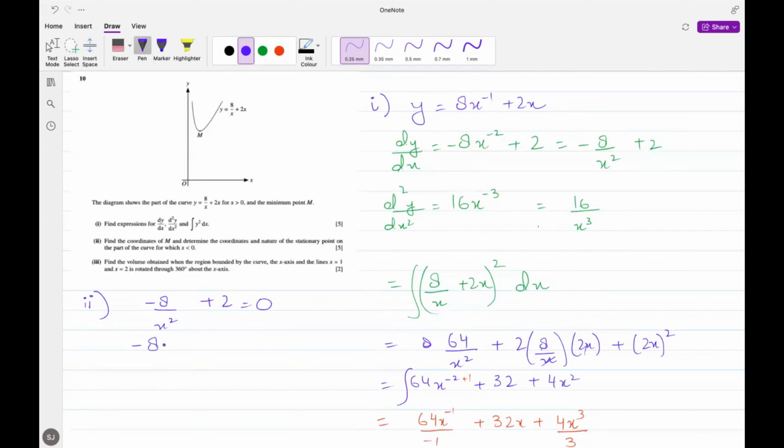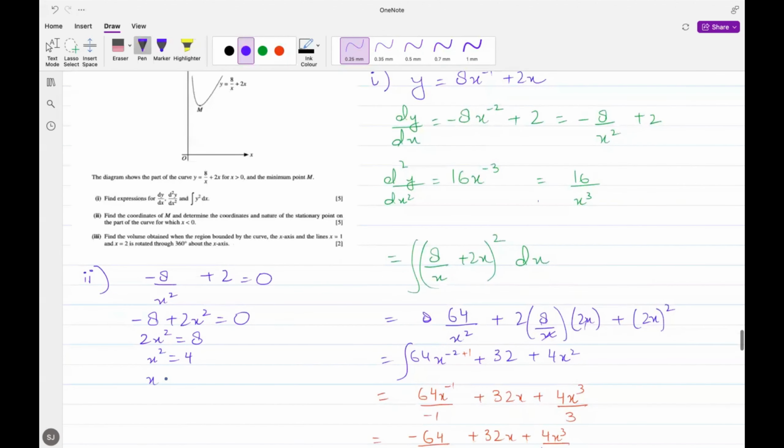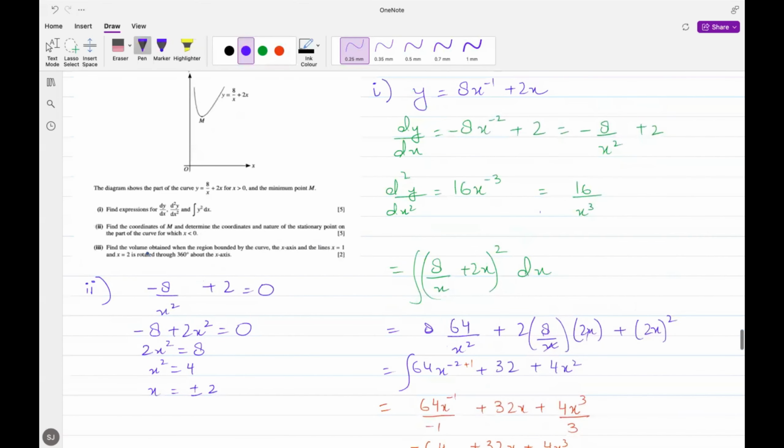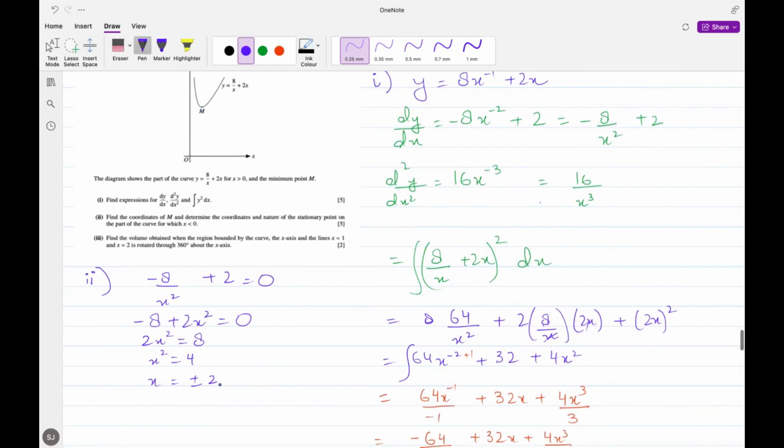Taking the LCM, we'll get minus 8 plus 2x squared equals 0. We'll write it as 2x squared equals 8, or x squared equals 4. Taking the square root, we'll get the values of x as plus minus 2. Now to find the nature of the stationary points on the part of the curve, as M is on the positive side, we'll be taking the value of x as 2.